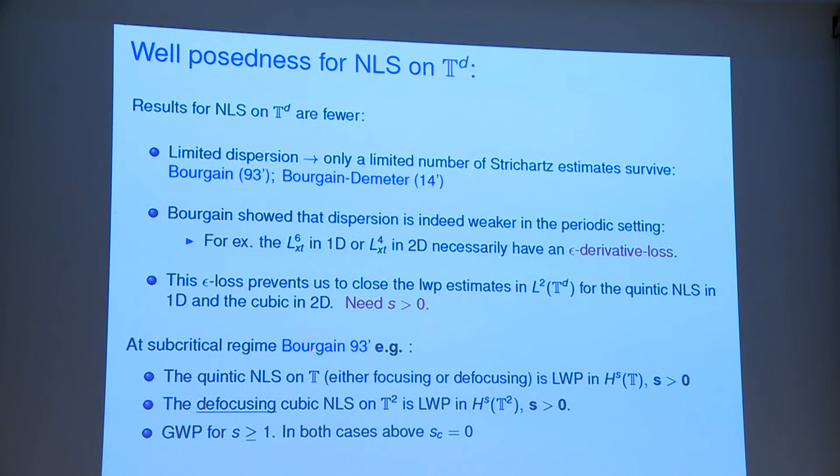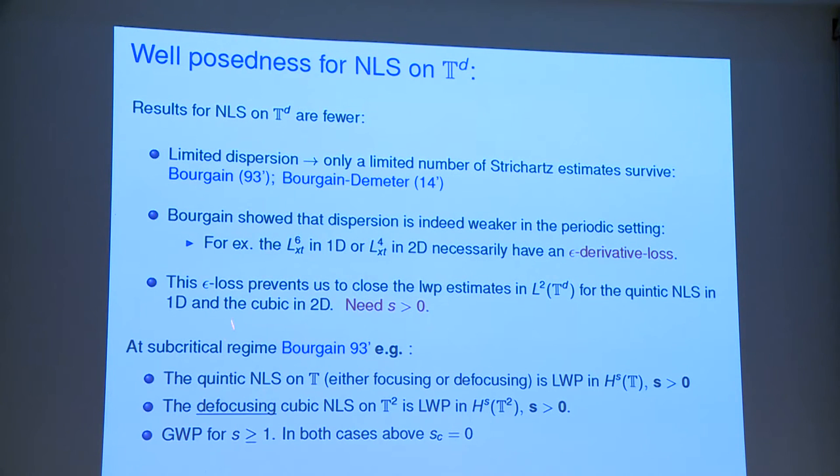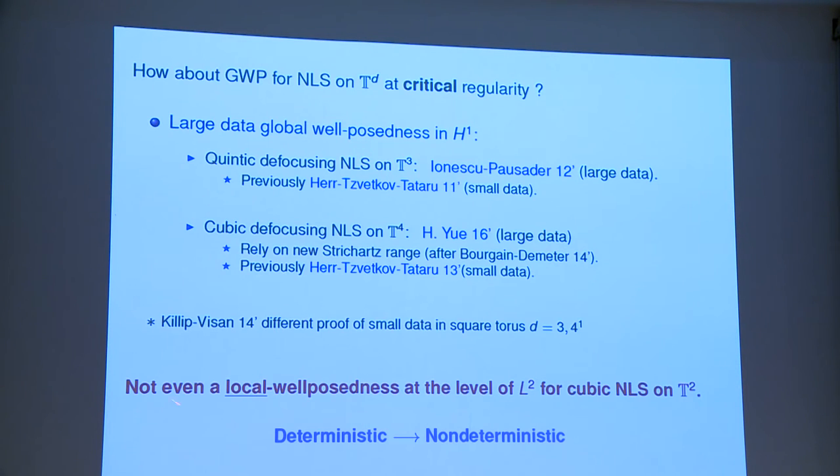Okay, and in the same paper at the subcritical regime, Bourgain proved, as I said, local well-posedness. These are just some examples. And of course, you have global well-posedness at the energy level. Okay, so how about global?